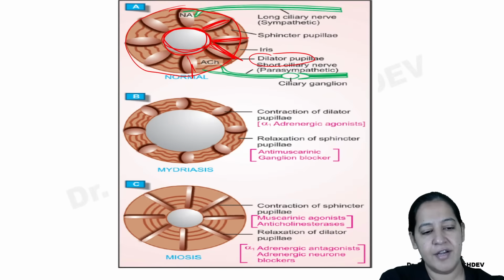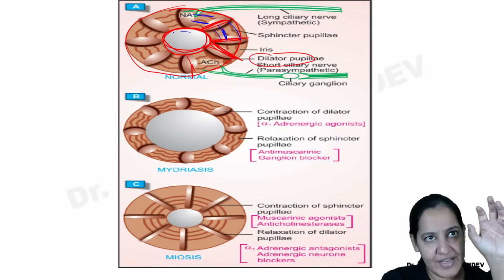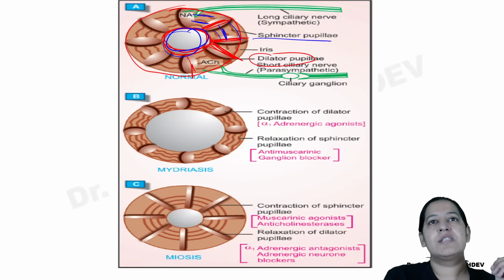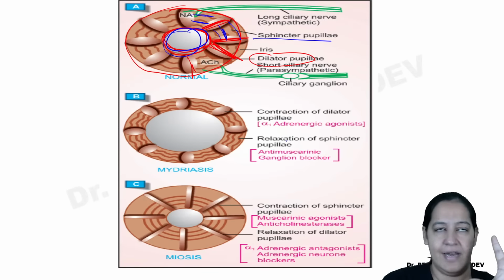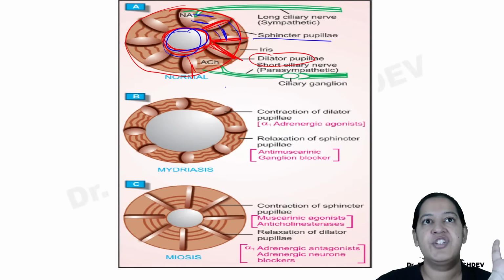And the second one, let me draw with another color. You can see in between. These are known as circular muscles. So when they will contract, they will decrease the size of the pupil. So these are known as sphincter pupillae. Let me draw it separately. Let me explain first, then I will draw the diagram. So dilator pupillae and sphincter pupillae.